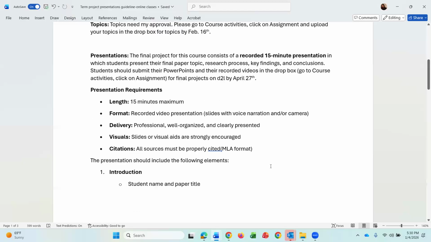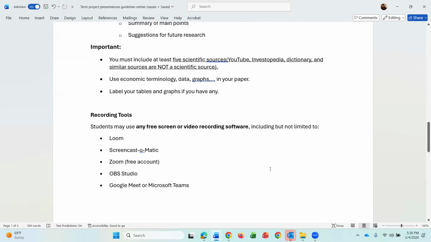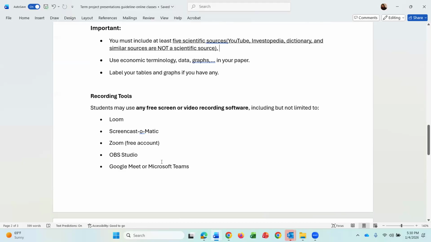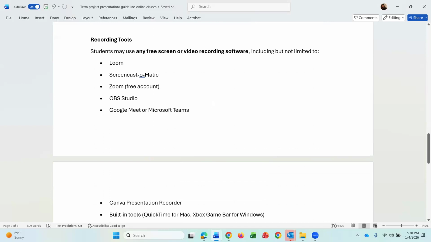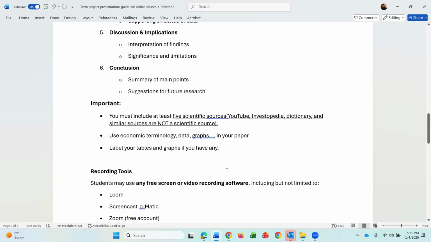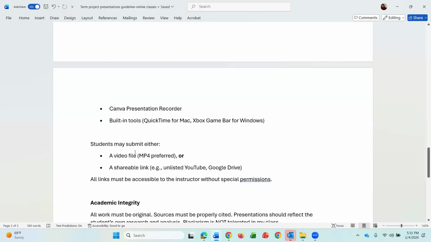But I also put some recording tools for you that you can use if you want to record yourself. And then you can just send me your video file, MP4. It can be unlisted YouTube. You don't put any restriction on it because I should be able to click and just watch your video.